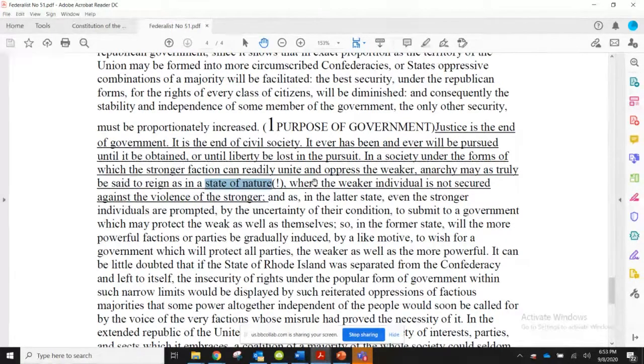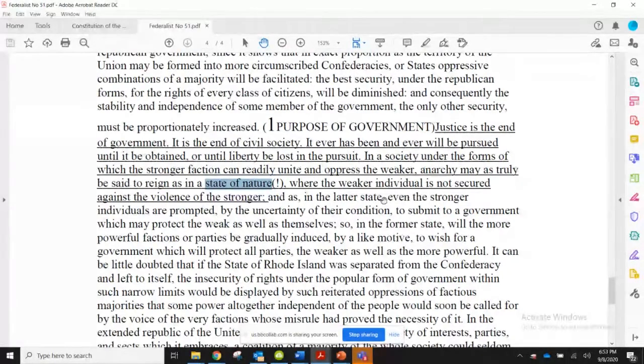Madison says anarchy may as truly be said to reign as in a state of nature where the weaker individual is not secured against the violence of the stronger. Here you see him arguing against democracy because the stronger faction, numerically, is the majority of the people, and the weaker are the elites, the upper classes. If the masses are able to tell the elites what to do, you're going to have anarchy, just like in a state of nature, where the weaker, the wealthy, are not secure against the violence of the masses.